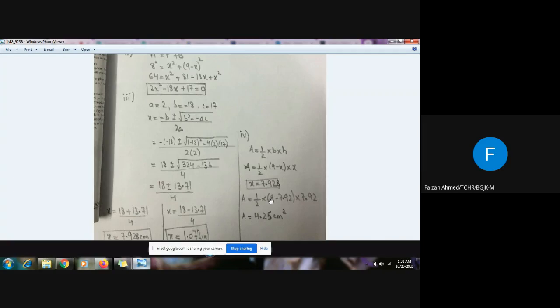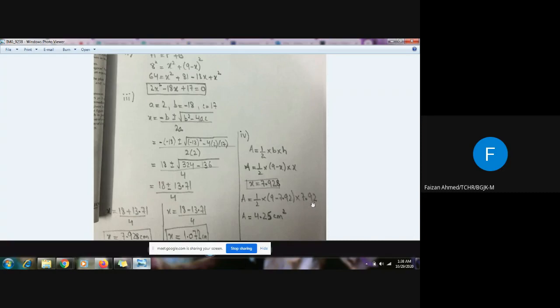Half multiplied by 9 minus, I am just putting the value of x, that is 7.92, and then again multiplying by 7.92, and on simplifying I will get the area as 4.25 centimeters square. And if I take 1.072, the other value of x, you can see that the answer will also be 4.25 centimeters square.